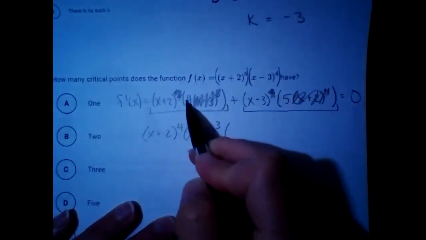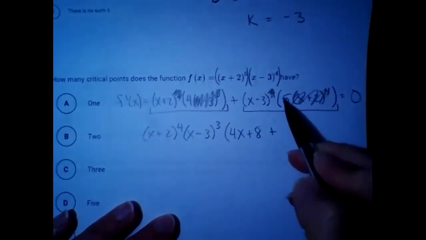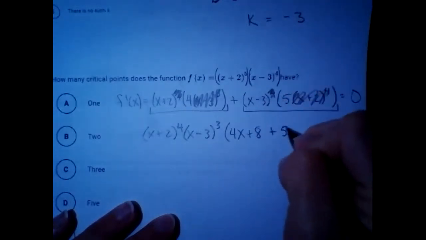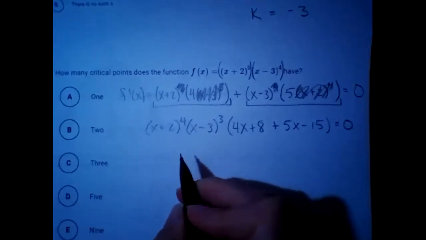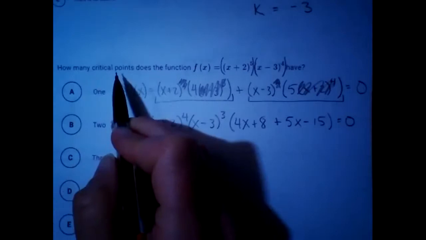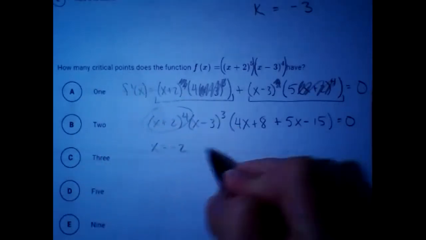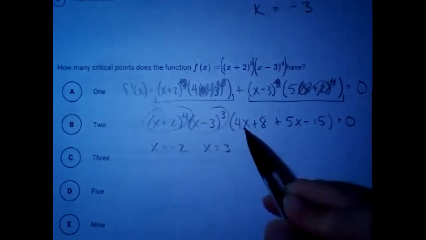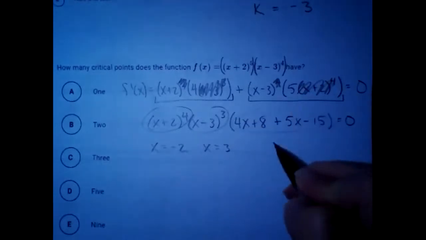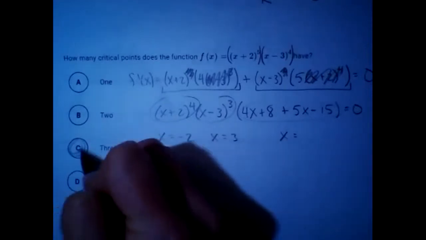So let's see what's left. We would be left with 4x plus 8 plus, and then this would be 5x minus 15. Now, I'm not going to do any more work here because I don't need to actually find these. I just need to know how many there are. This is going to give us x equals negative 2. This one's going to give us x equals 3. And then this one, you would have to combine like terms and solve that, but this is going to give you a third one. So we would get 3 critical points out of that.